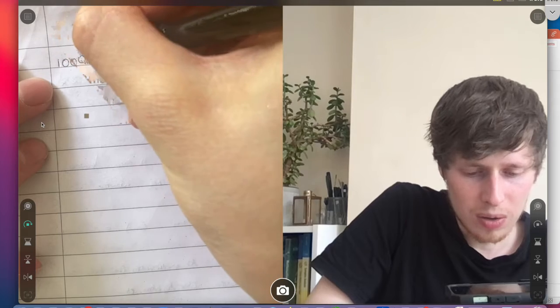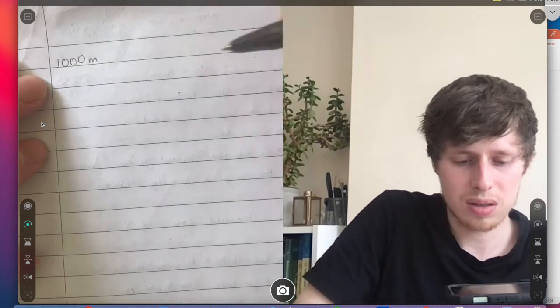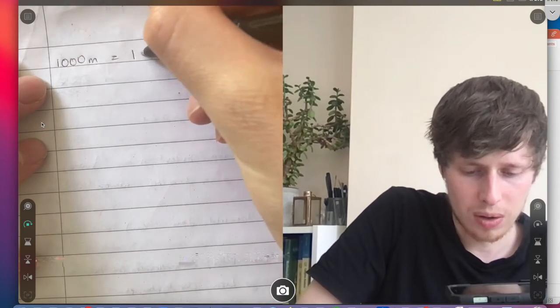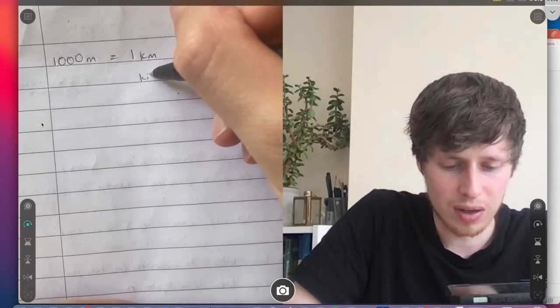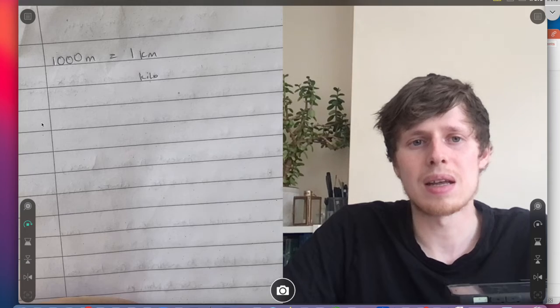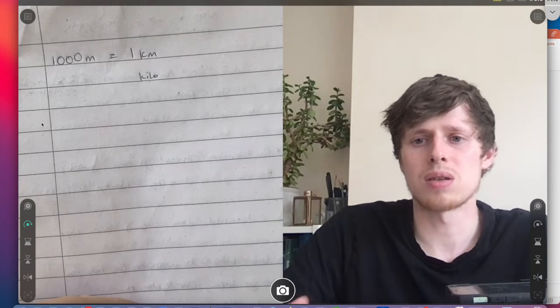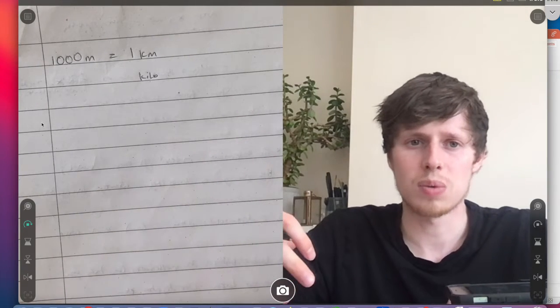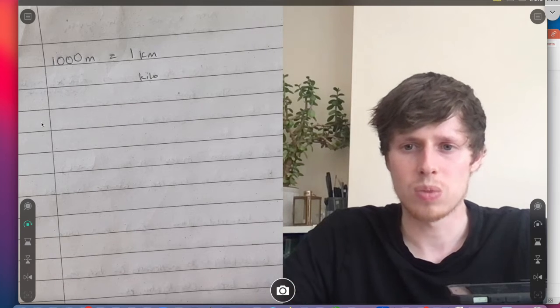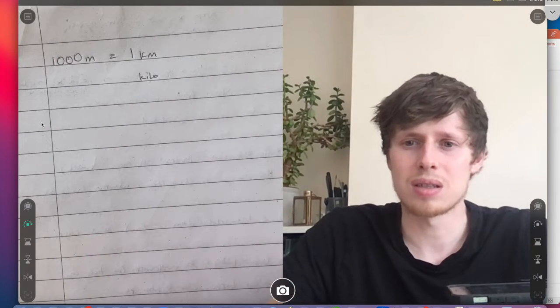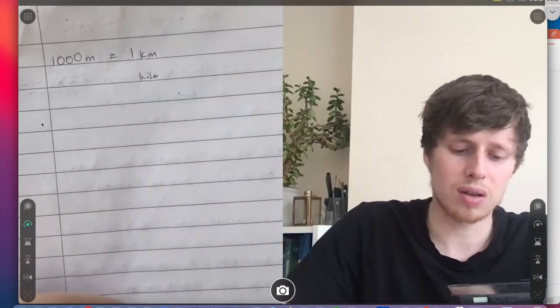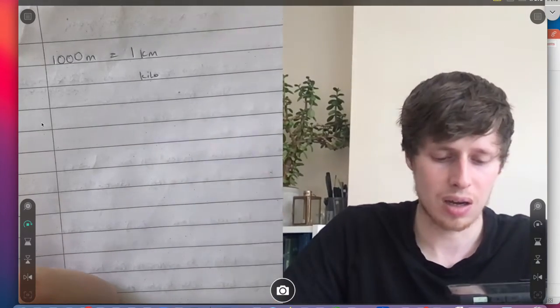So we know that 1,000 meters is equal to 1 kilometer. The prefix kilo is basically a way to say 1,000. So we have kilogram, which is 1,000 grams, and kilometer is 1,000 meters. That's just a simple way for you to memorize this fact.